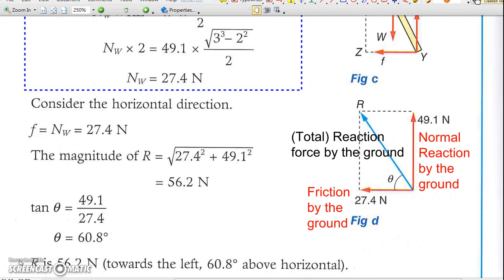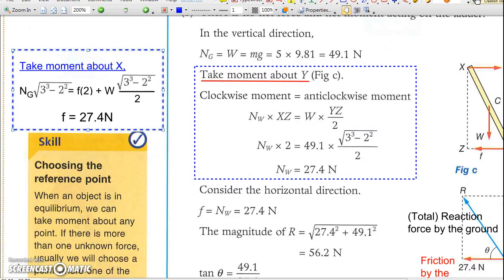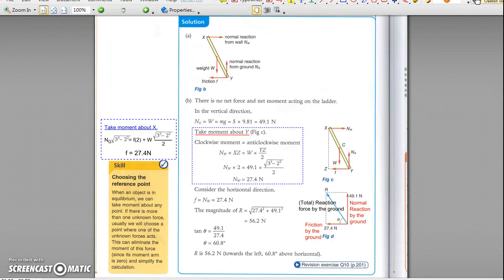But how big? As the ladder is in equilibrium, the net moment about any point, say the point Y, must be 0, and so the normal reaction at X is found. You may also try to find the net moment about point X instead, which gives friction F equals 27.4 Newton, the same as when you take moment about Y to find the normal reaction by the wall. Read the solution carefully.